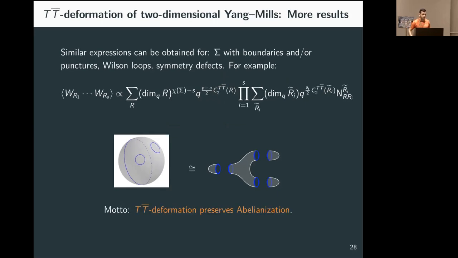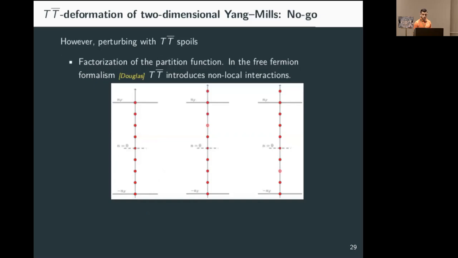So our motto is that TT-bar deformation preserves abelianization, or stated differently, TT-bar does not spoil the cohomological nature of our Yang-Mills theory. However, despite being so nice and so mild, TT-bar still spoils some of the main features of our theory, most notably the factorization of the partition function into chiral and anti-chiral sectors. It is a large n feature of ordinary Yang-Mills, but this is exact in q-Yang-Mills. I will only discuss the ordinary Yang-Mills for simplicity, but the argument can be extended.